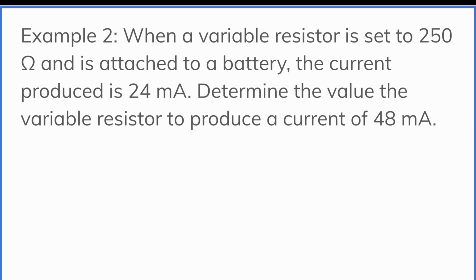When a variable resistor is set to 250 ohms and attached to a battery, the current produces 24 milliamps. Determine the value of the variable resistor to produce a current of 48 milliamps. The thing we have to keep in mind here is we have a battery, and batteries have a set amount of potential difference or EMF that they can provide. So first we need to figure out the amount of energy this is providing, and then we can apply that with a new current and see what the new resistance must be. First we need to figure out the potential difference or the EMF of this particular battery.